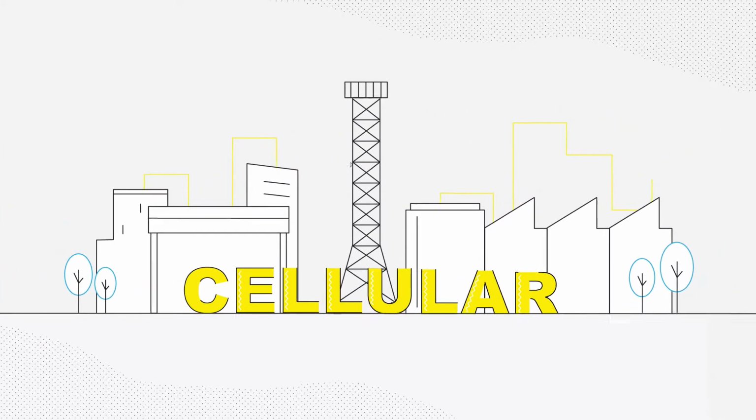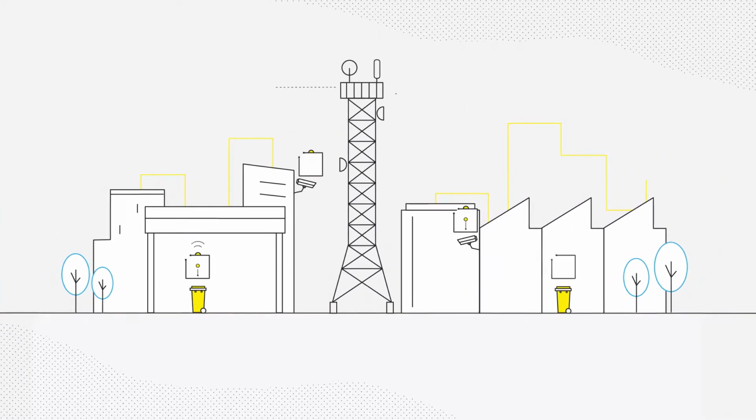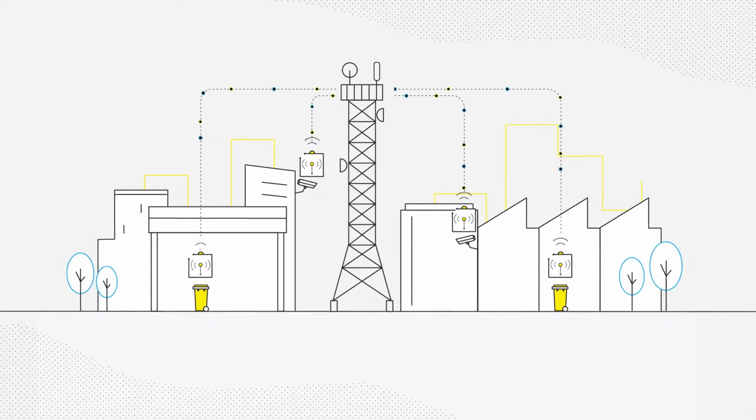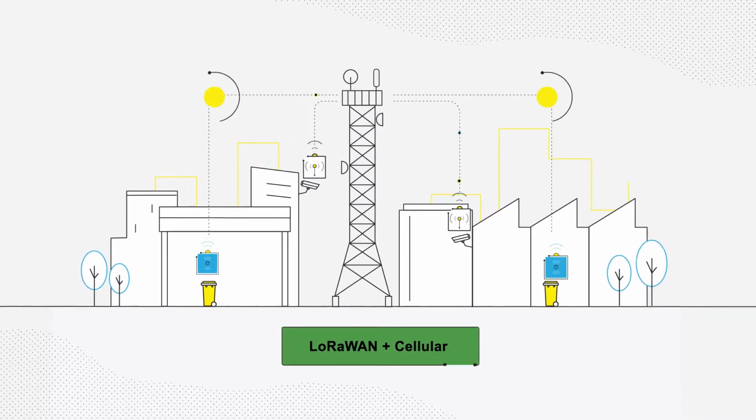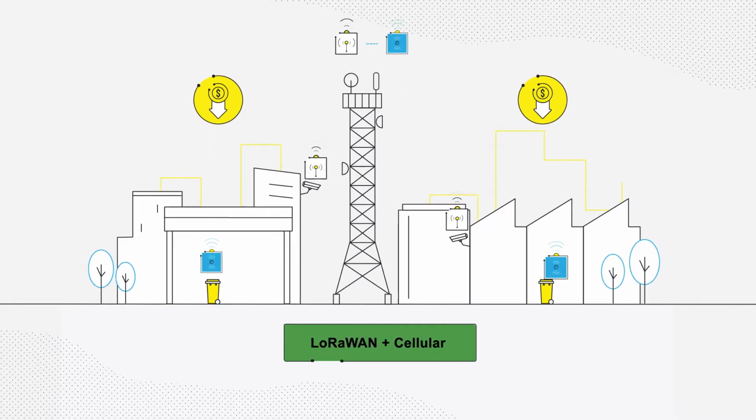Cellular can transmit lots of data quickly, but it's power hungry and can be more than you need. Add LoRaWAN, and when you send small amounts of data, you lower the solution's total cost.